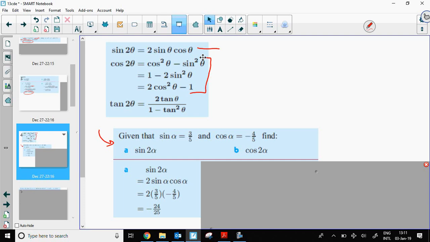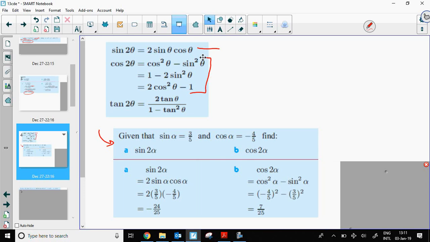In this case, it's not really going to matter which one of them we use. They've used the first one. They know what cosine is. They know what sine is. So they square them and subtract. I assure you, if you'd used any of the other two formulas in this case, it would have been just fine.